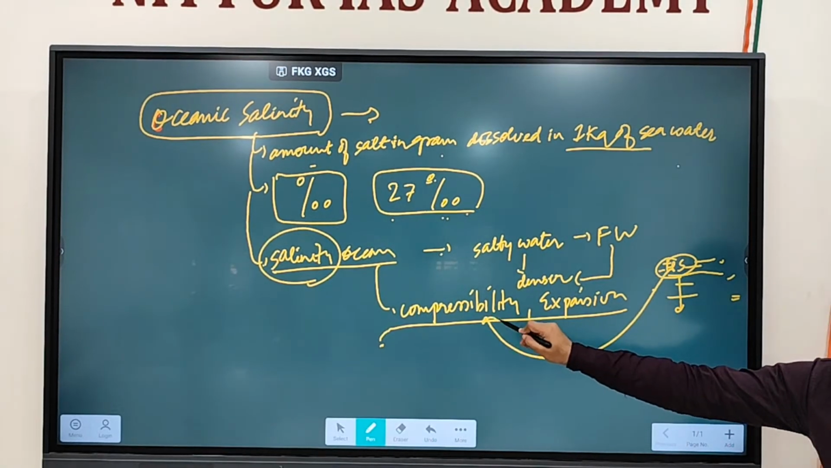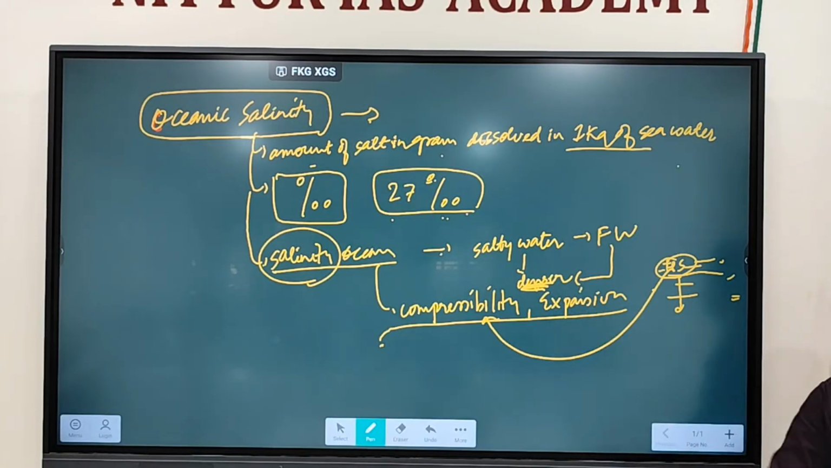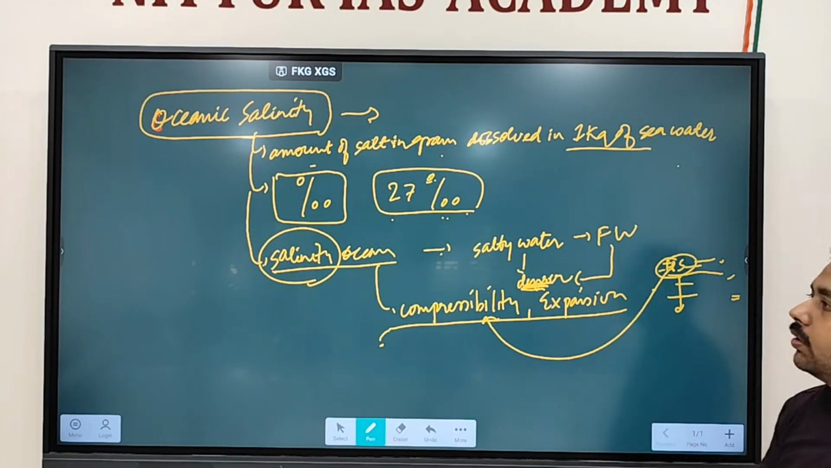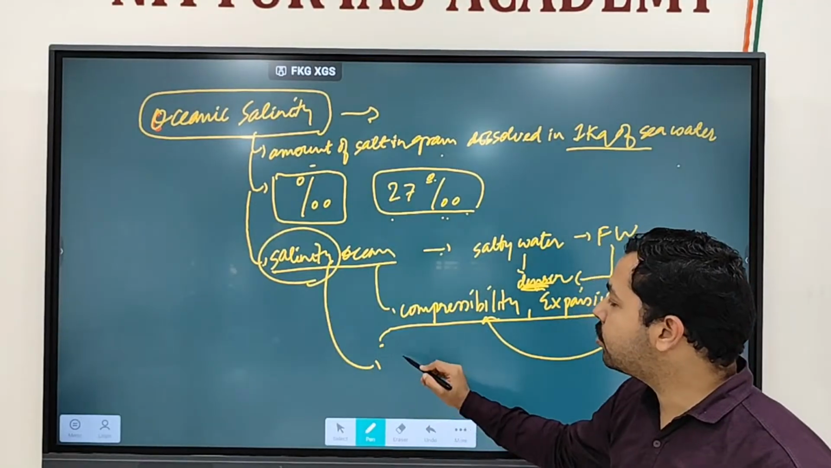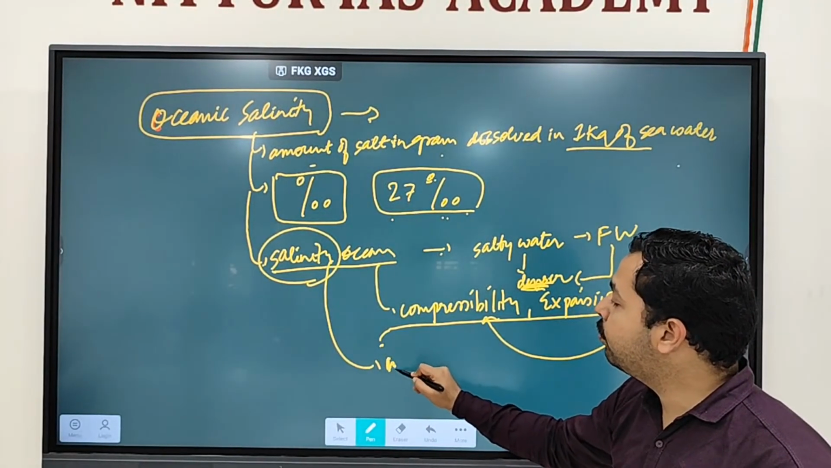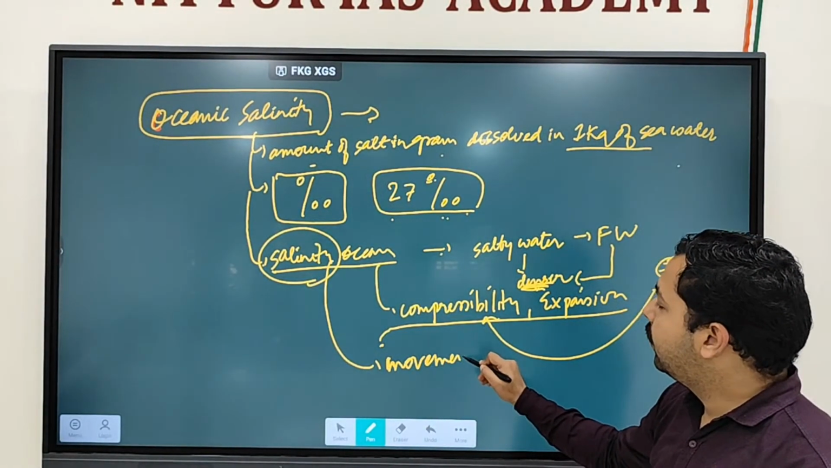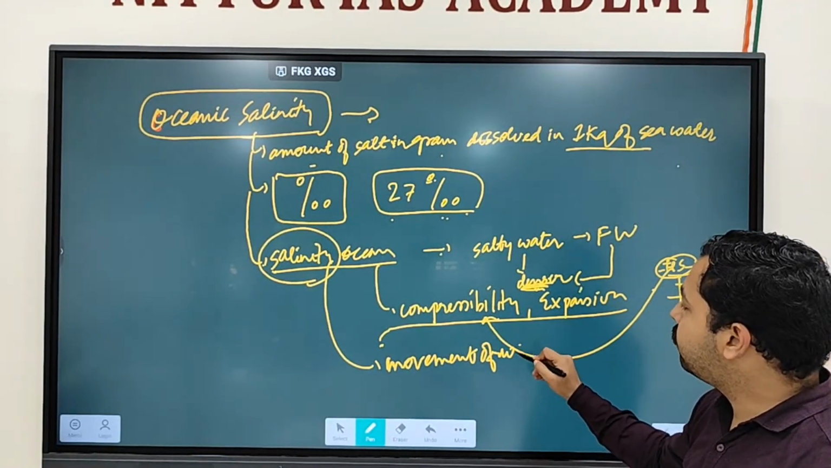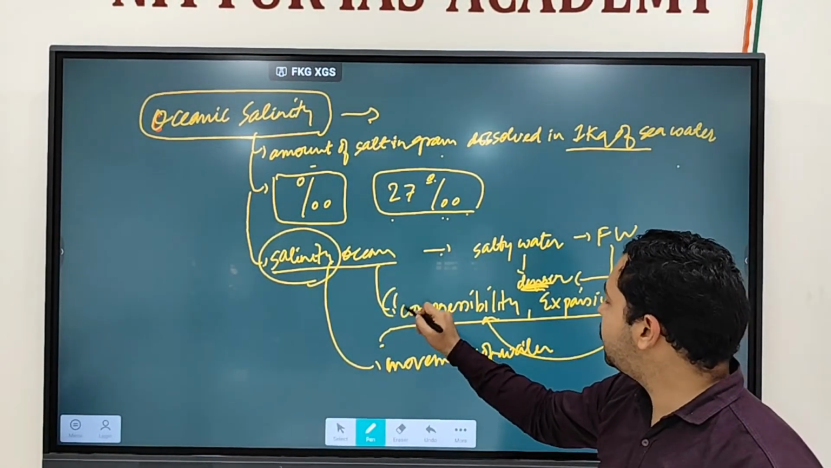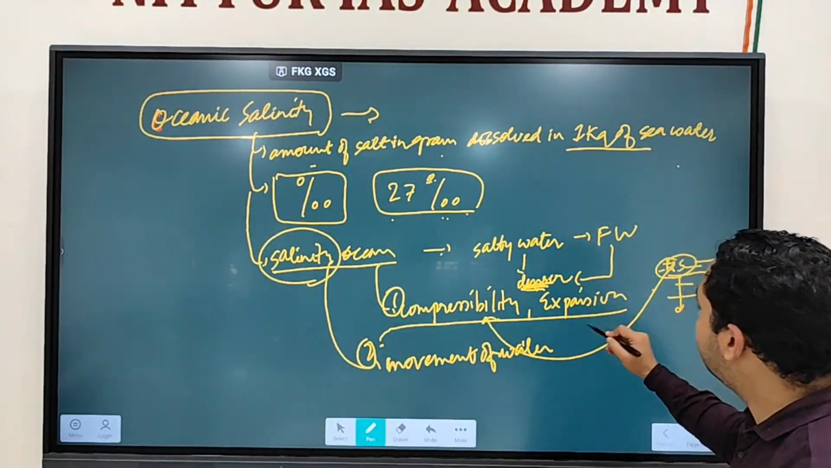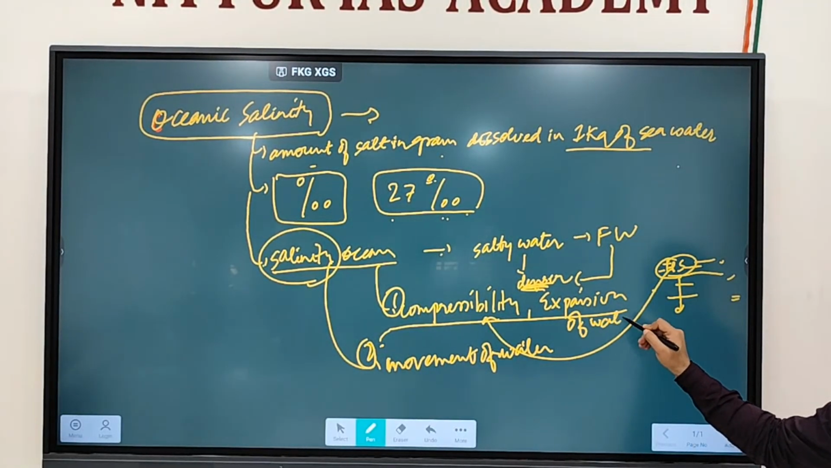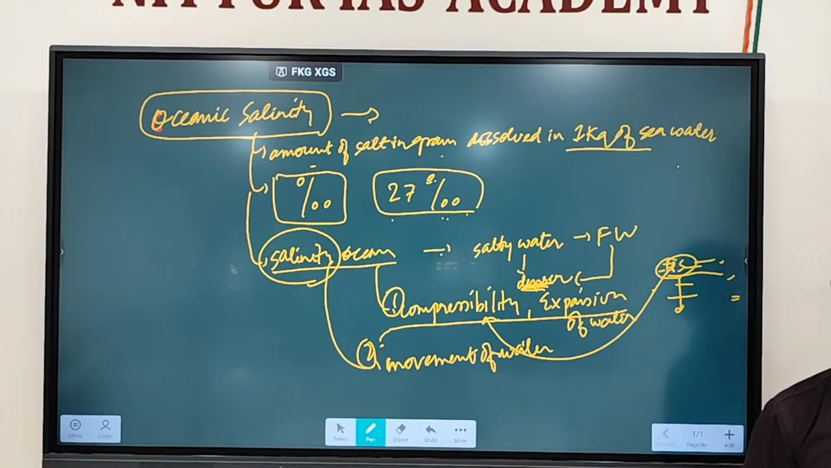We discussed higher saline water, salty water is what? Salty water is more dense. So the salinity of the ocean also determines the movement of water. It also determines the compressibility or expansion of water.